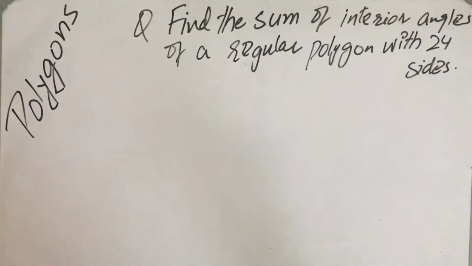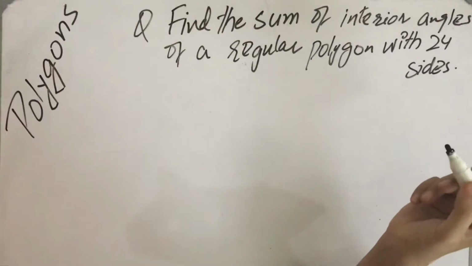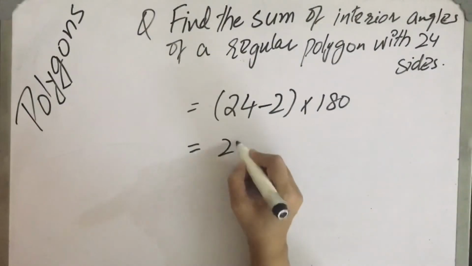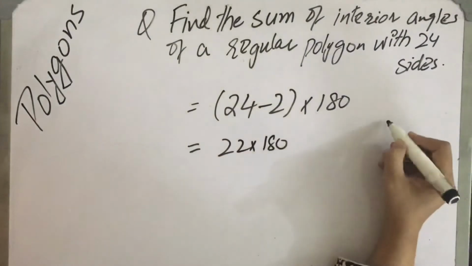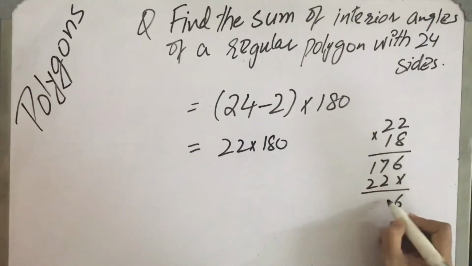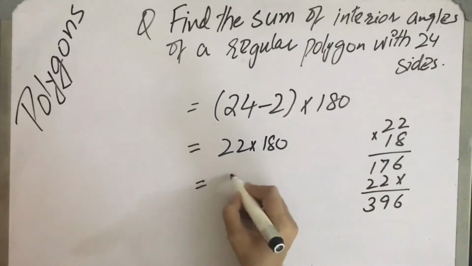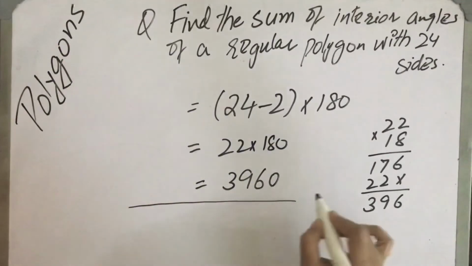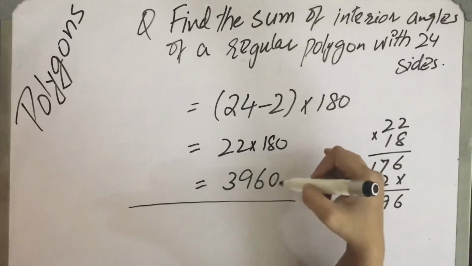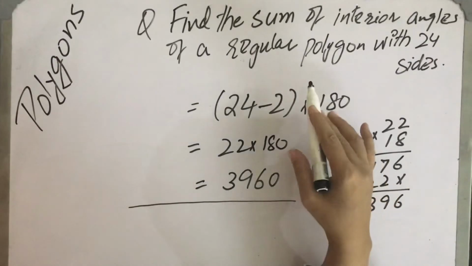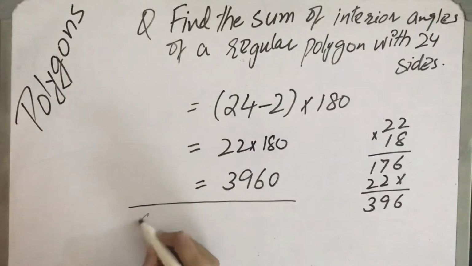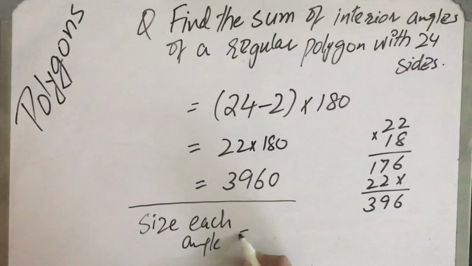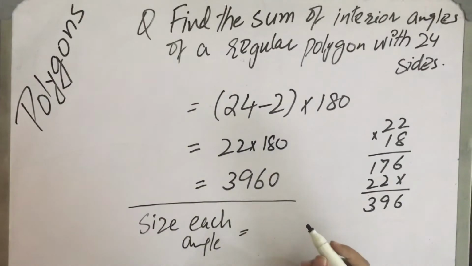Now the question is, we have to find the sum of interior angles of a regular polygon with 24 sides. If we have to find the sum of the interior angles of a regular polygon, we just subtract 2 from 24 and we have 22 multiplied by 180, and when I multiply 22 by 18, I have 396 along with this 0. This is the sum of all the interior angles: 3960. And when it is a regular polygon, if we have to find the size of each angle, the size of each angle will be the same because it's a regular figure. A regular figure has all angles equal.